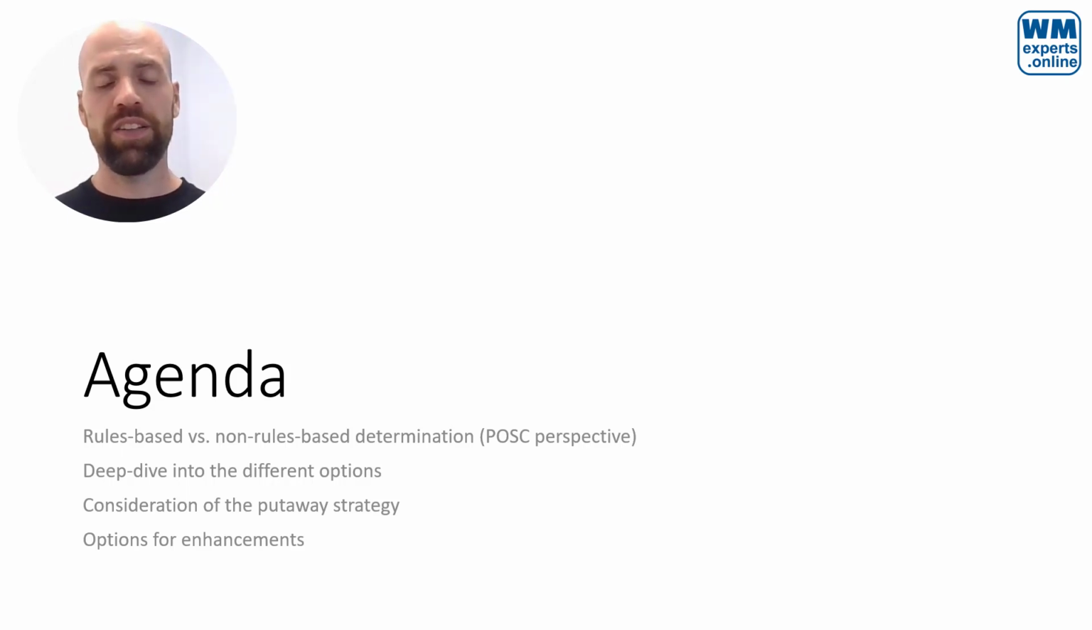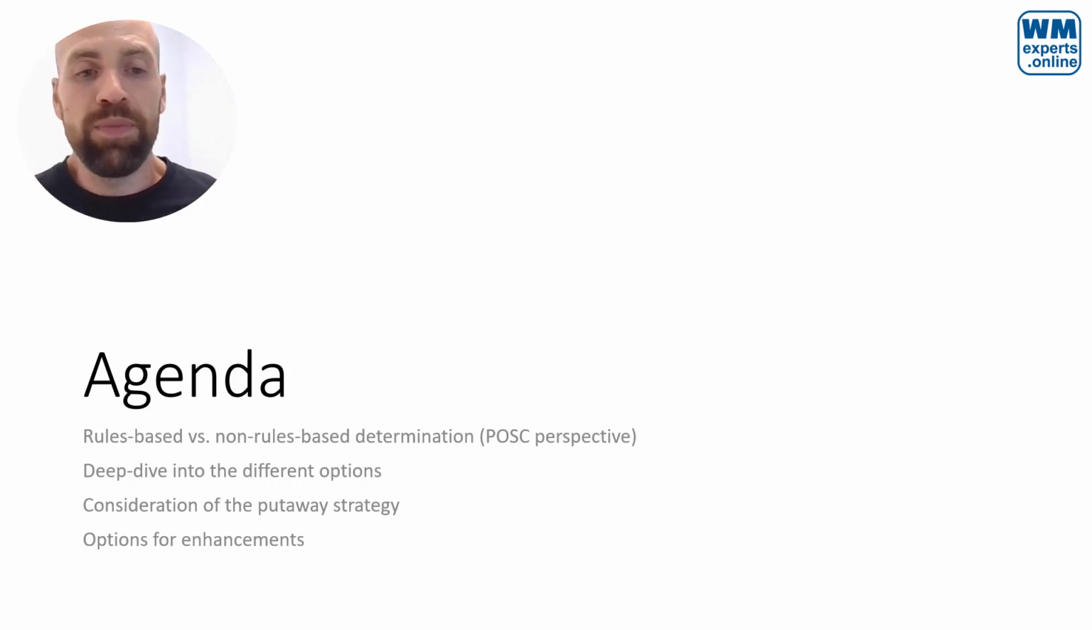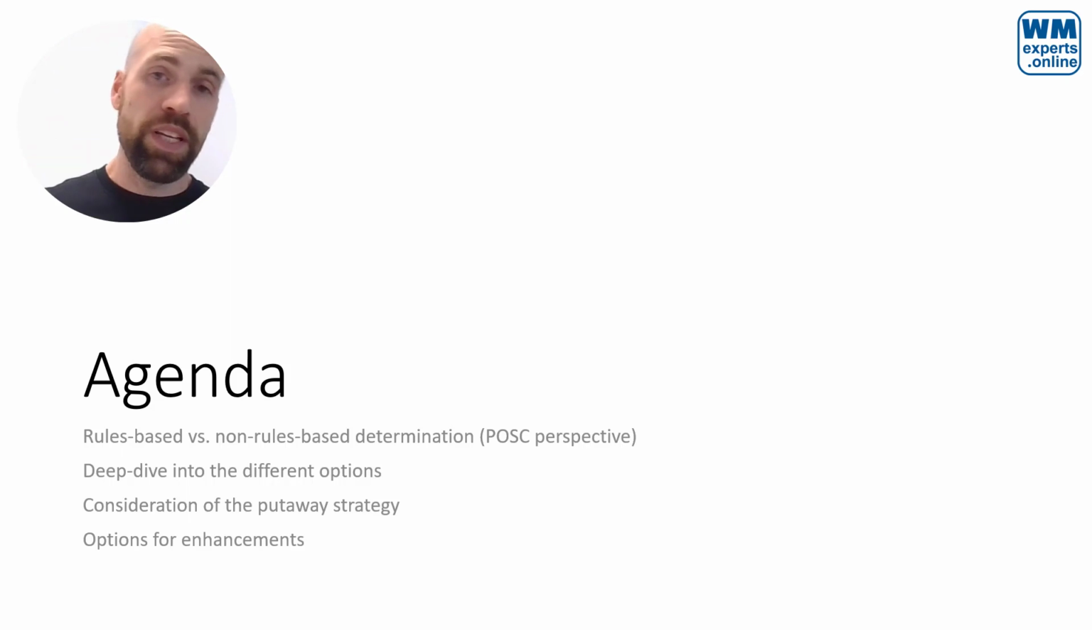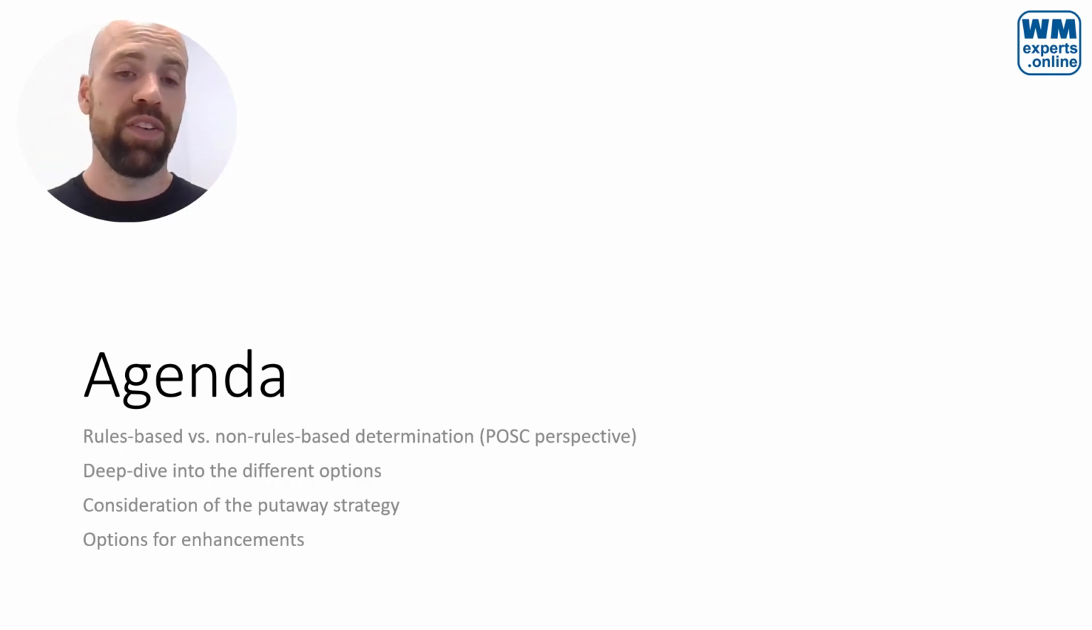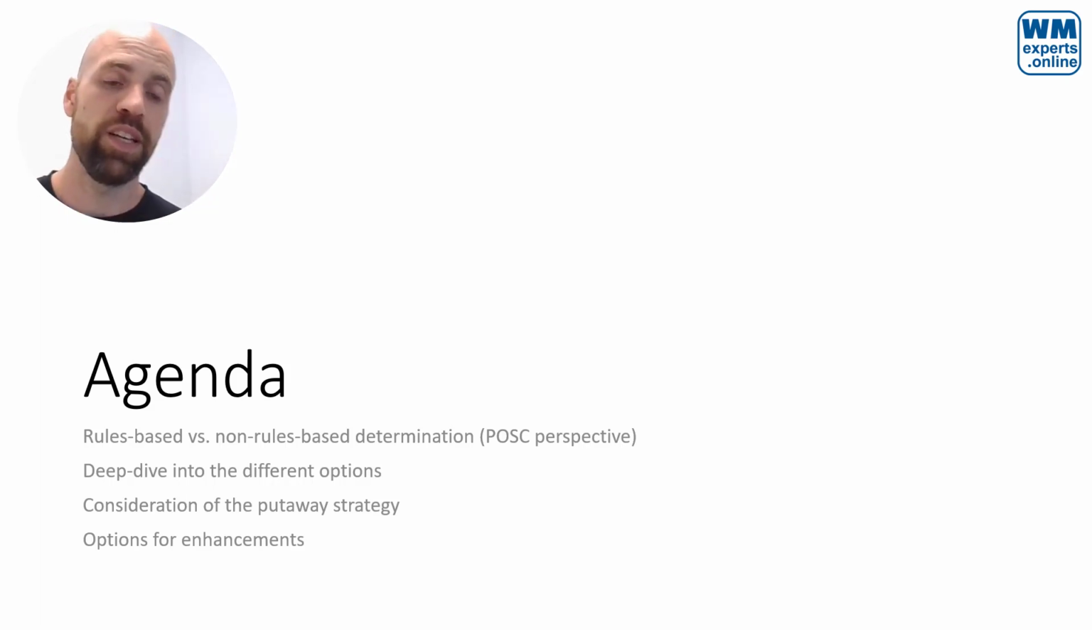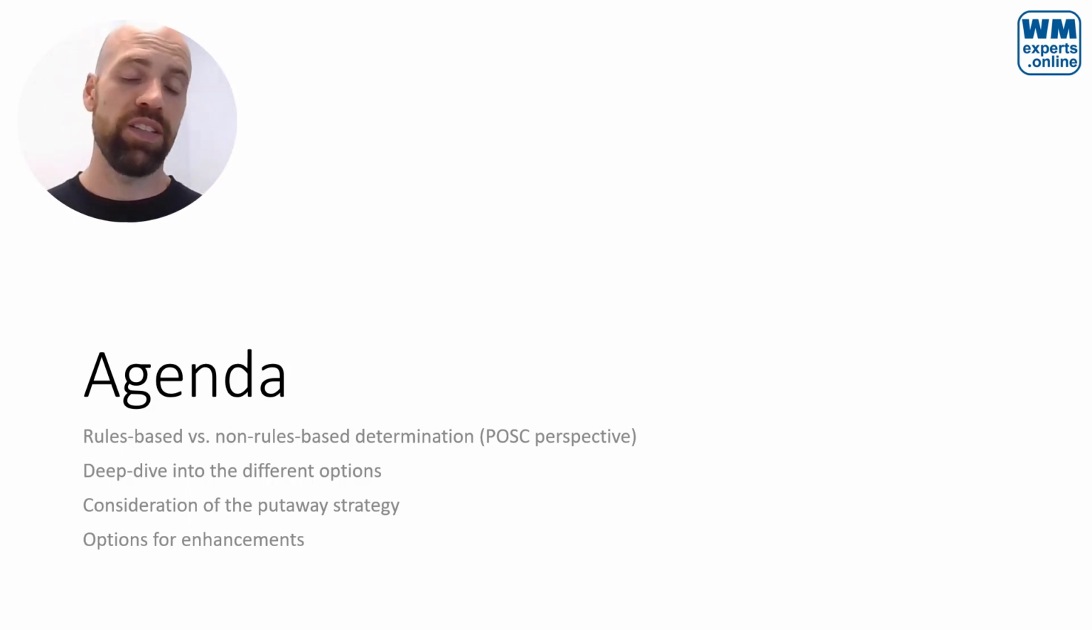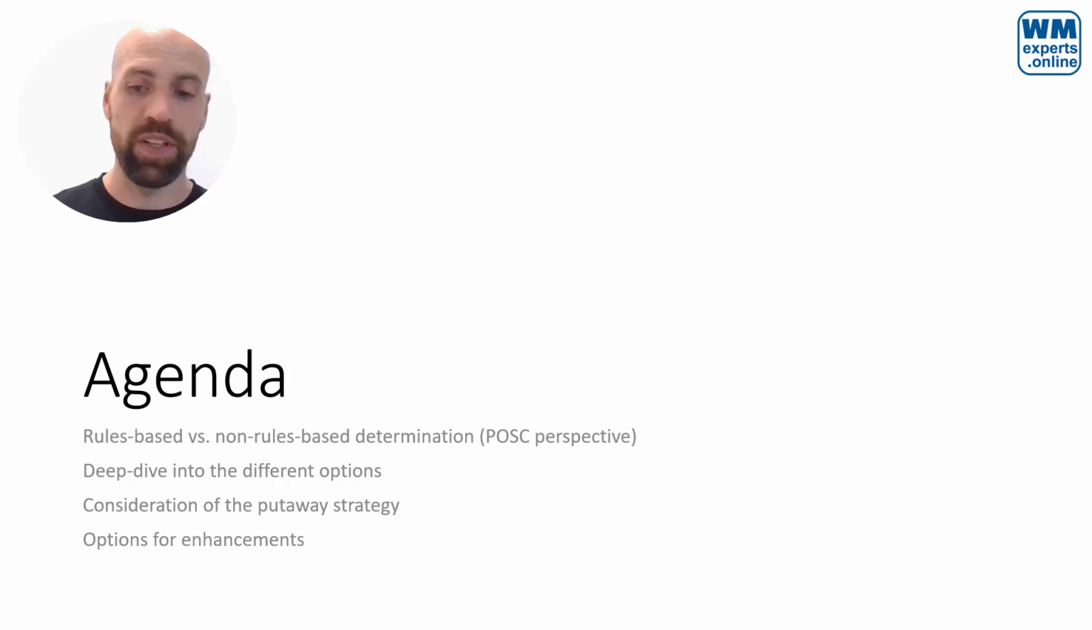And once we understood the difference here, I will take you with me onto a deep dive into the different options. In total, we have 3 options in EWM standard for the bin determination for the packing process. And at the very end, once we've completed the deep dive, including a review of the technical details, we will look at how the Putaway strategy comes into the game here. And at the very end, as you know it from most of my videos, I will also give you some hints about how you could enhance the standard logic in SAP EWM here.